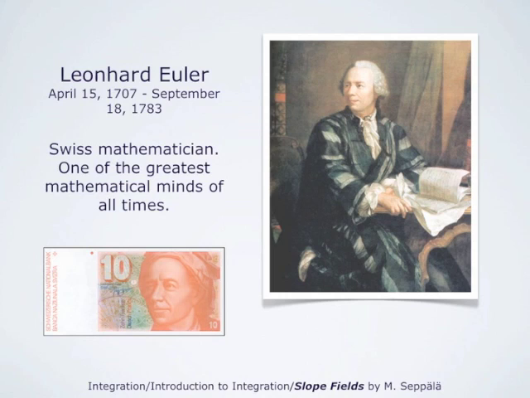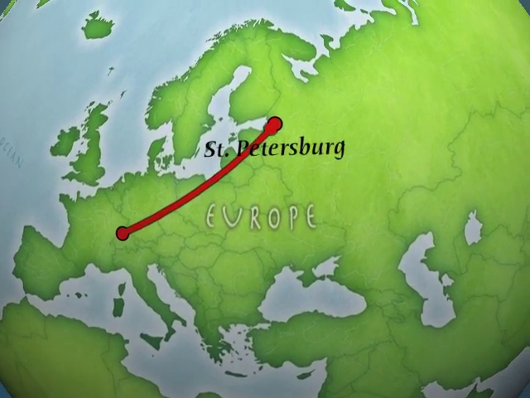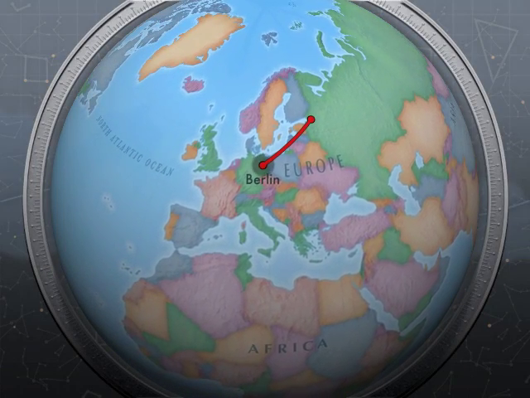This method is due to Leonhard Euler, a Swiss mathematician, one of the greatest mathematical minds of all times. He was born on the 15th of April in 1707 and he passed away on the 18th of September in 1783. Here you see a portrait of Euler and a picture of an old Swiss banknote honoring Euler. Euler was born in Switzerland and he moved to St. Petersburg on the invitation of Peter the Great and then back to Berlin where he spent the rest of his life.